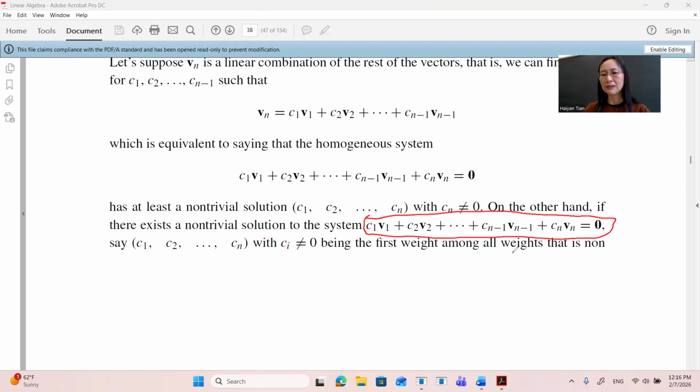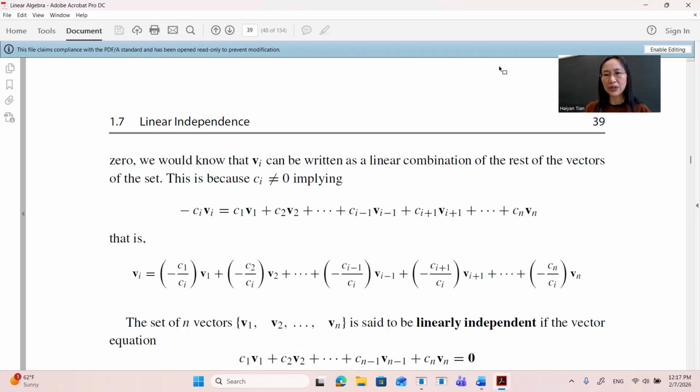If I put the n vectors and try to solve this system, to see if I have a non-trivial solution. Suppose I have a non-trivial solution, that implies there must be a certain coefficient which is non-zero. So suppose I find a solution with Ci non-zero, then we can move that particular vector term to the other side. Then the homogeneous system becomes this. Since that's the first weight that is non-zero, this negative Ci is also non-zero.